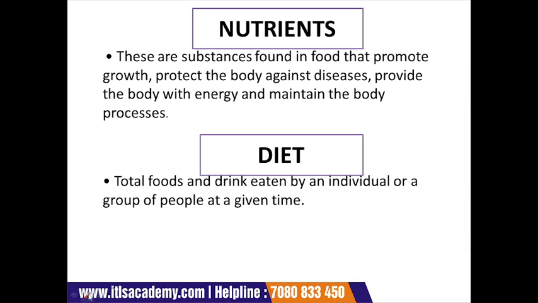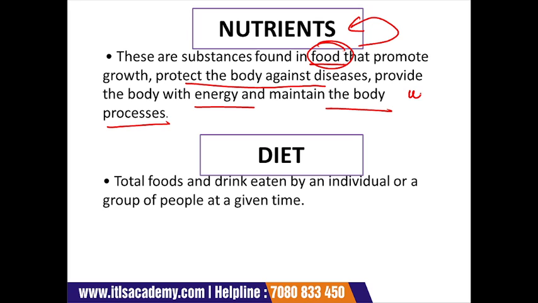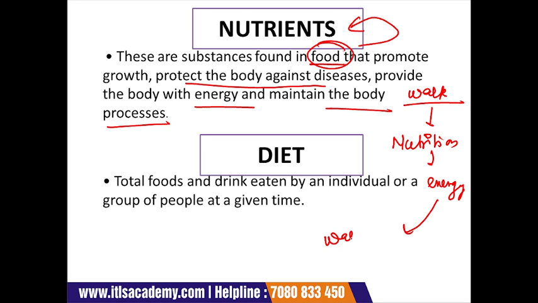Now come to the next topic, that is nutrients and diet. Nutrients are what? When we consume food, it promotes our growth and protects the body against disease, and this food has a substance called nutrients, which provides the body with energy and maintains the body processes. Suppose if you want to walk, for walking you require nutrition, because nutrition gives you energy. When you have energy, then you will walk. So this is the concept of nutrients.